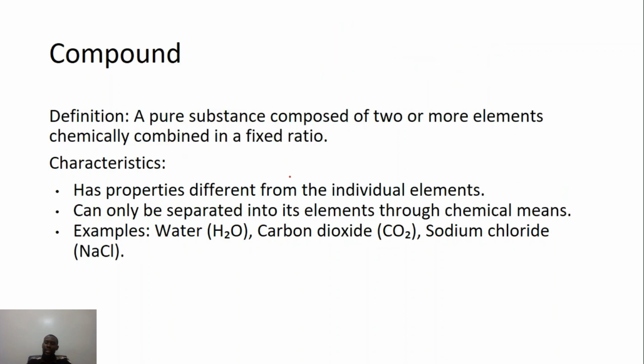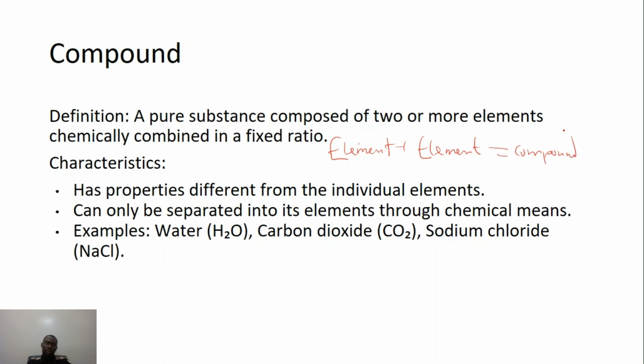Okay. The next thing we'll talk about is compound. Compound is formed when two elements react together. When two or more elements react together in fixed ratio, they form compound. And like I said earlier, when elements react, what actually interacts is their atoms. Okay. So two or more elements, when they react together, they form compound.